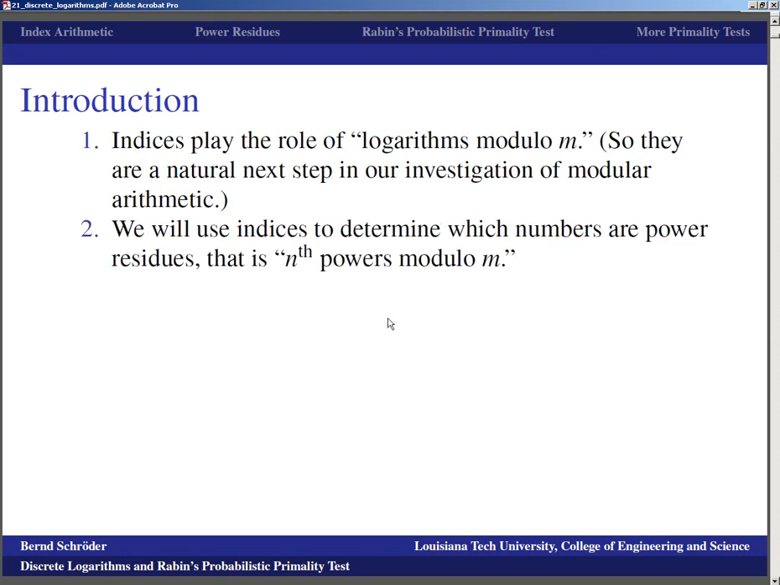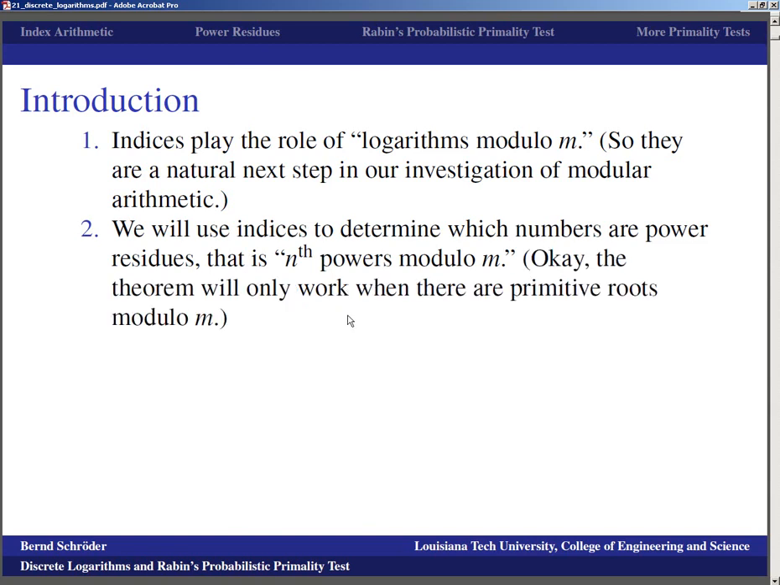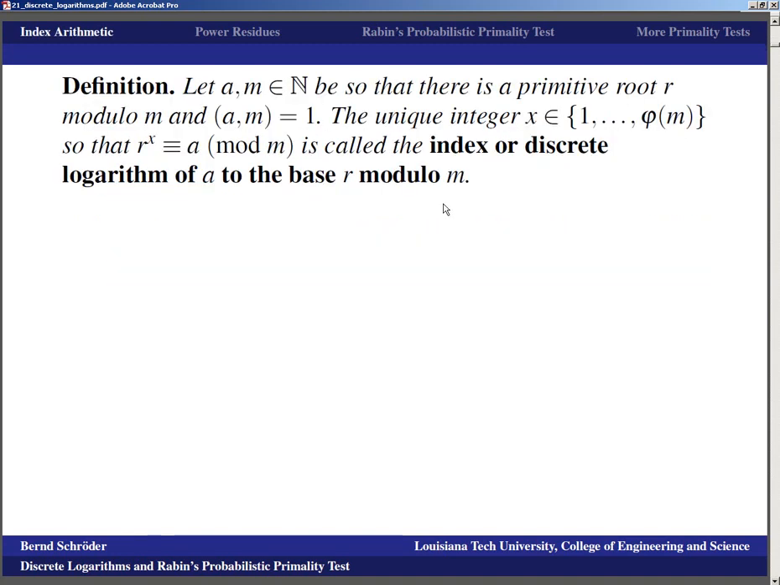We will use these indices to determine which numbers are power residues, and power residues, these things here, are basically just nth powers modulo m. And the theorem that we will have will only work when there are primitive roots modulo m, but that'll be just fine, because x is the discrete logarithm of a to the base r modulo m. So that is exactly how we have defined logarithms in regular algebra.